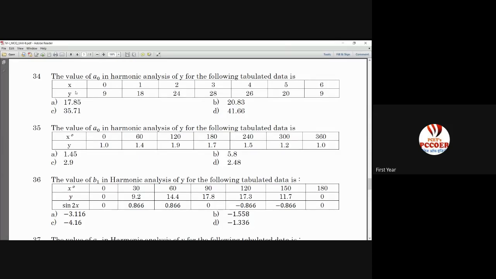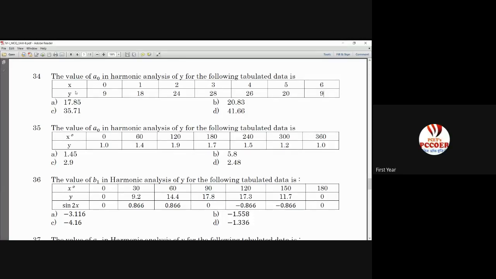So how much does it turn out to be? 24 plus 26 is 50. 41.66. Yeah, this you can do directly on your calculator. Summation divided by 3. Please, again I'm telling you, your m will never be 7. If you're taking 6 and 9, then your number of points are 7, which will never be the case. Always m is an even number. Is that clear to everyone?